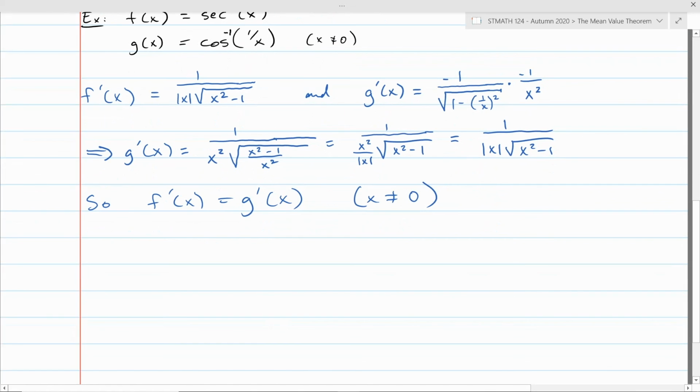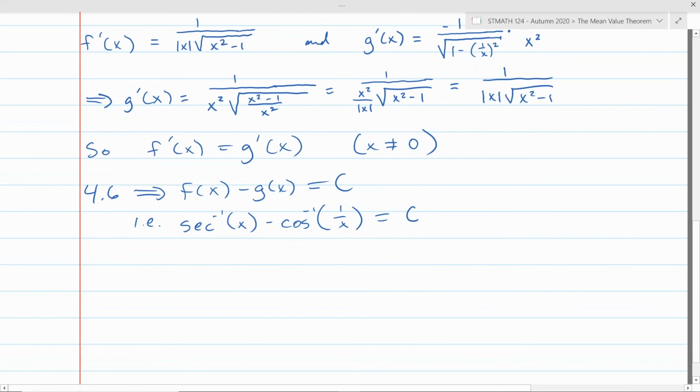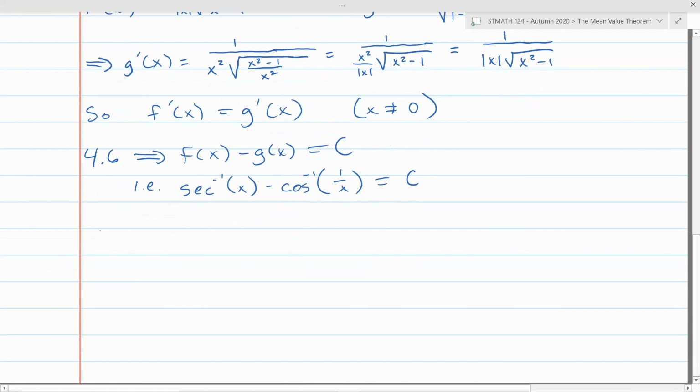So theorem 4.6 tells us that f of x minus g of x is a constant, i.e. secant inverse of x minus cosine inverse of 1 over x is equal to a constant. Now, I know some specific values. For example, if I plug in x equals 1, I know secant inverse of 1 minus cosine inverse of 1 over 1, which is just 1.